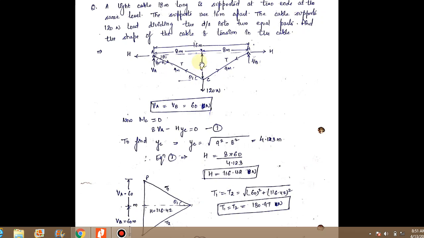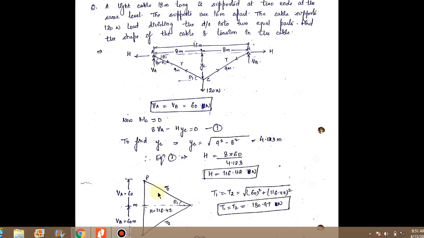So YC is the perpendicular. So perpendicular will be equal to under root of hypotenuse square minus base square. So hypotenuse is 9 whole square minus base is 8 whole square. This you will get YC equal to 4.123 meters. Now put the value of YC in this equation number 1. You will get the value of capital H as equal to 116.42 Newton.